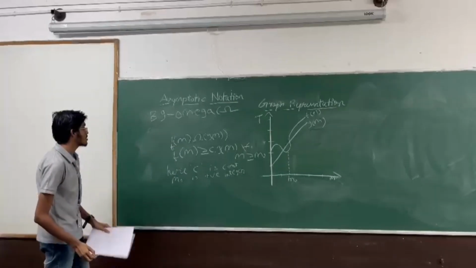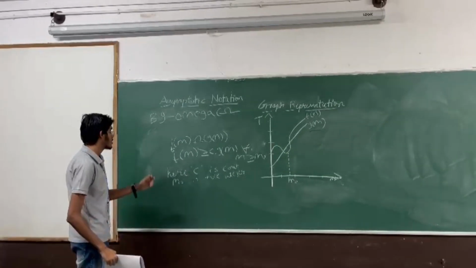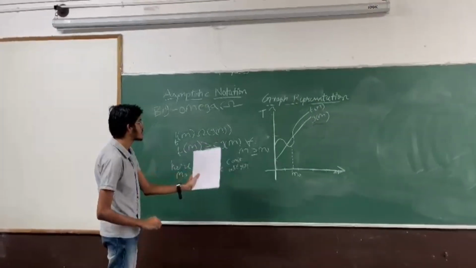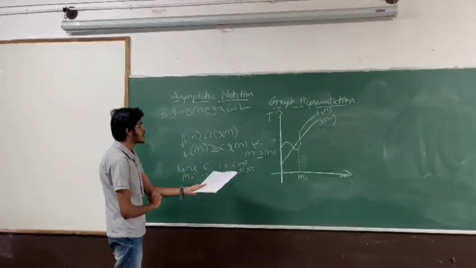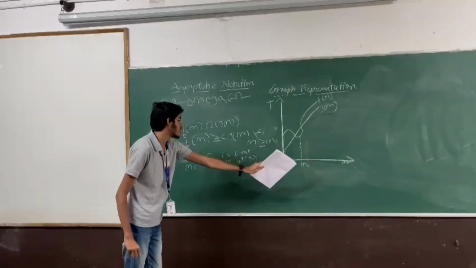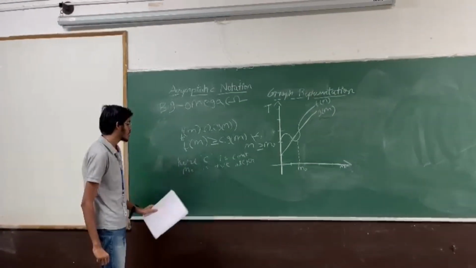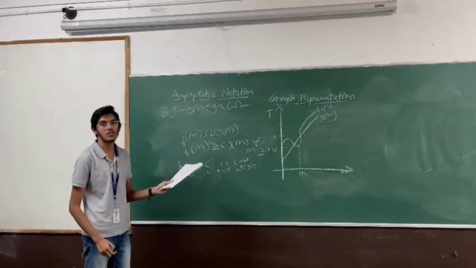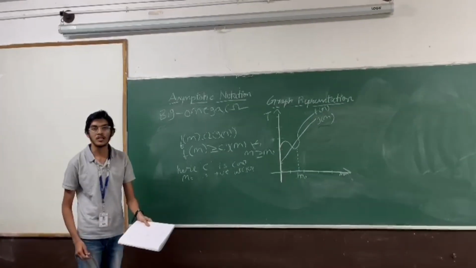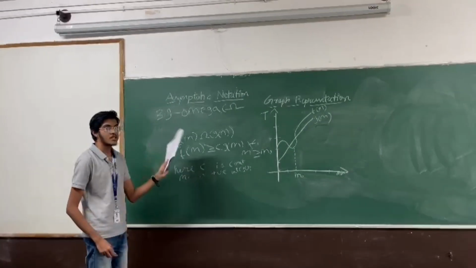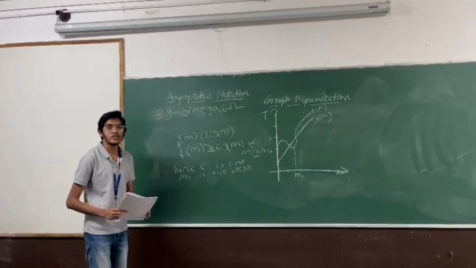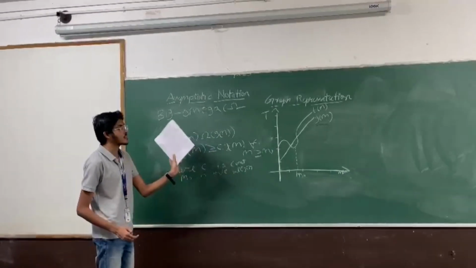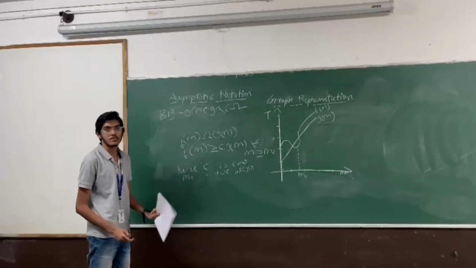In big omega notation, this condition must be satisfied only when f of n, that is the upper bound, is greater than or equal to a constant times the lower bound, where m is greater than the intersection point m naught. Here c is a constant and m naught is a positive integer. The key difference between big O and big omega is that big O deals with the condition of the upper bound, whereas big omega deals with the condition of the lower bound.